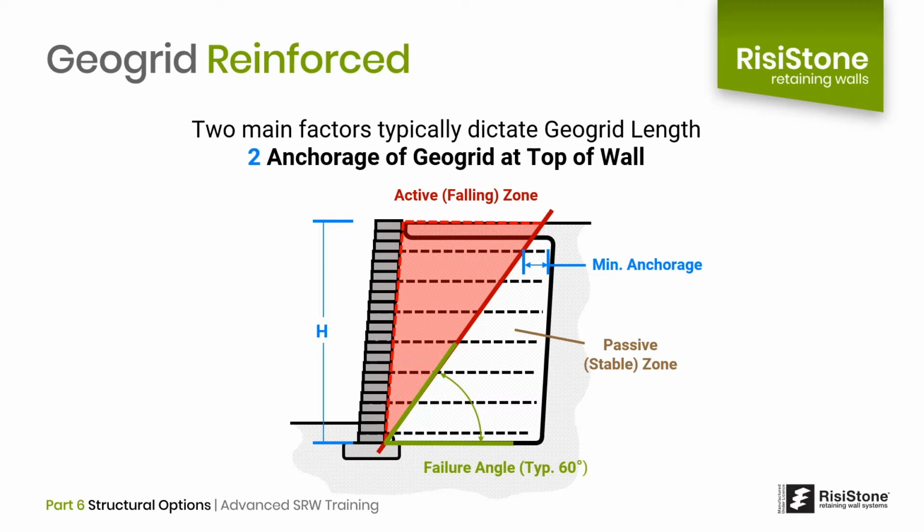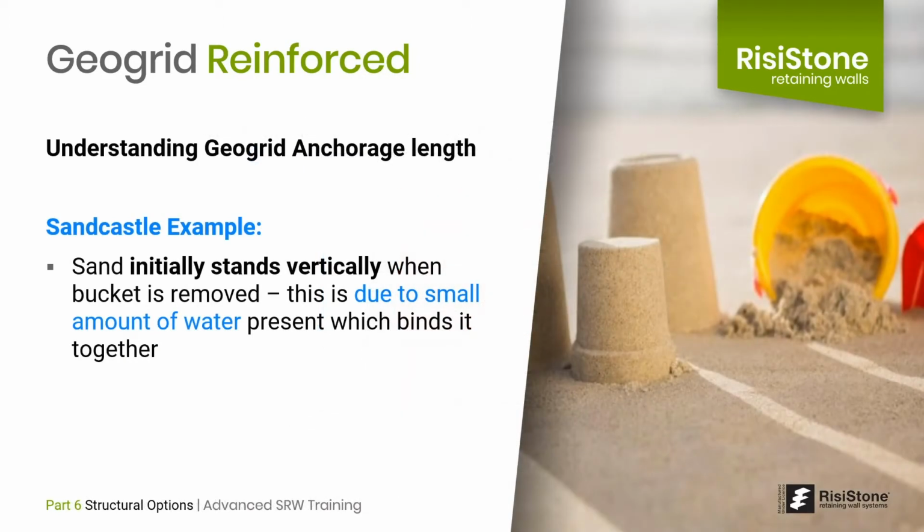The basic concept behind reinforcing soils is to then use the geogrid reinforcement layers as tiebacks to anchor the geogrids into the passive or stable zone so that the active wedge is restrained from sliding down the failure plane. A simple demonstration of this concept of active and passive zones and the failure plane between the two of them is the sandcastle example. If you were making a sandcastle with a bucket and you pack the sand into it tightly, as long as there's a little bit of water in the mix, you can remove the bucket and it will stand basically vertically.